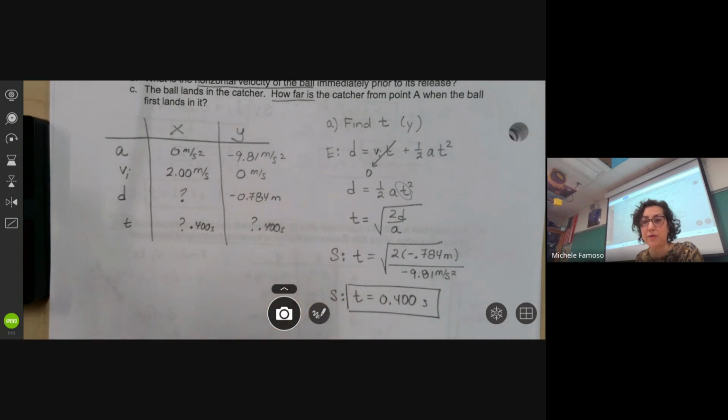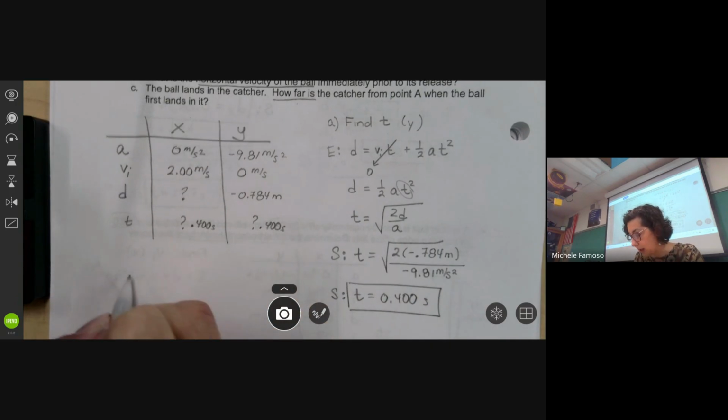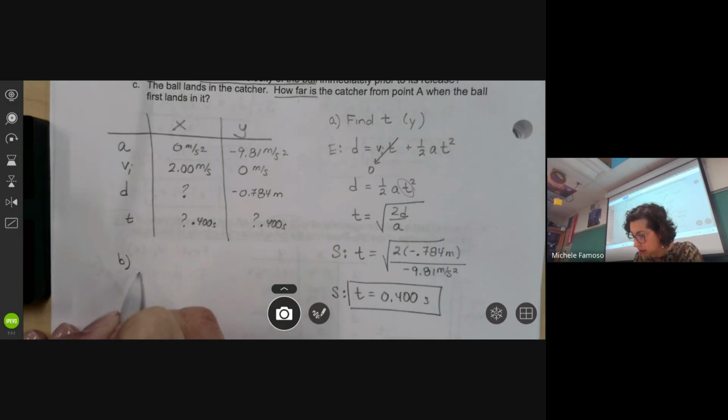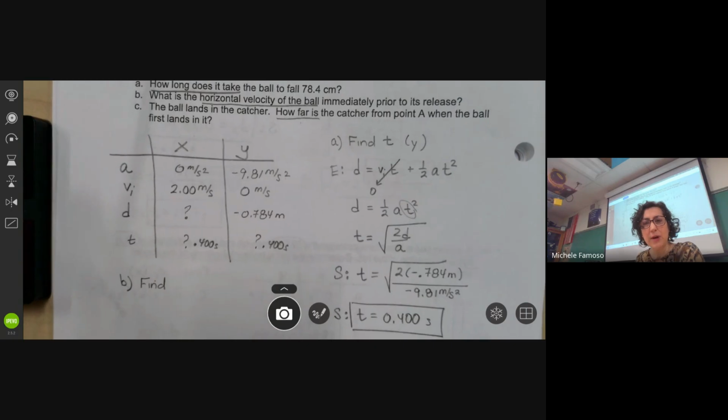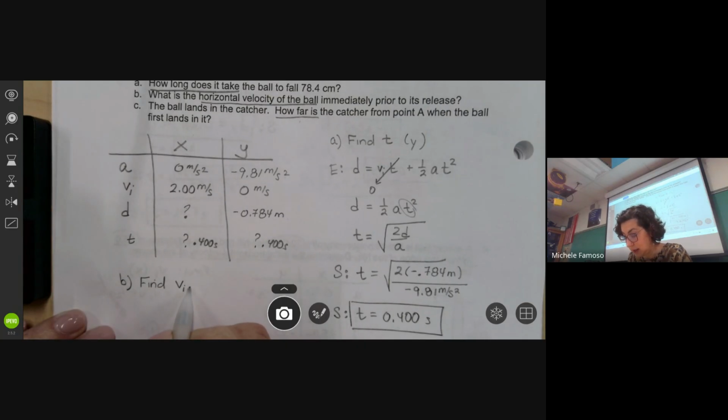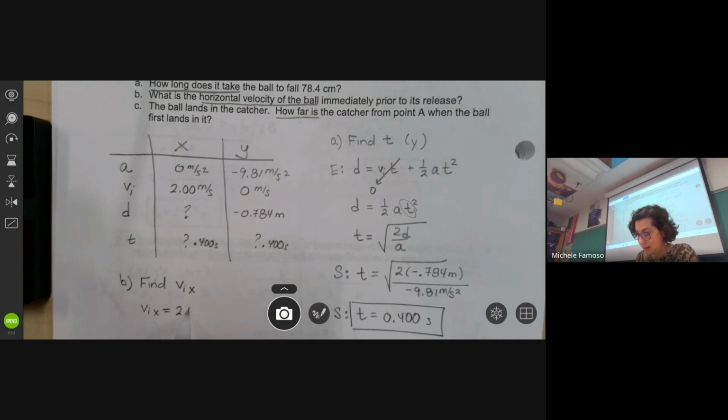Now we know everything about the vertical direction. Let's now look at part B. Juan, what am I asking you to find in part B? Horizontal velocity. So how would I write that as a variable? Because I don't want to spell out horizontal velocity. What do I want to write instead? vi x. That's right. I want to know what is vi in the x. This is actually really easy. Chaudhry, what is vi in the x? vi x is 2.0 meters per second. Yeah, this was in the givens.